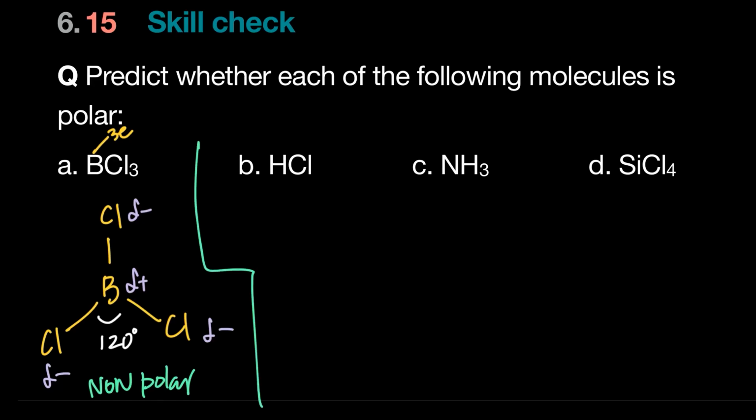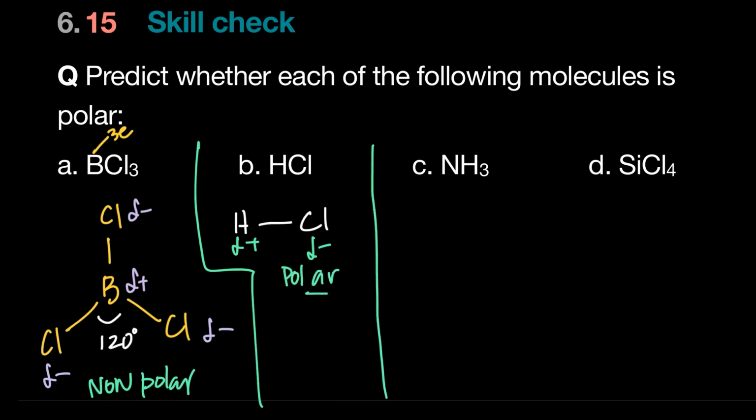Then next up we have HCl. This is a diatomic molecule. Diatomic molecules are easy to tell because whatever the bond polarity is, that is their molecular polarity. H यहाँ है और Cl वहाँ है. Which is more negative? So Cl is minus, H is plus. So is this molecule polar? It is absolutely polar.